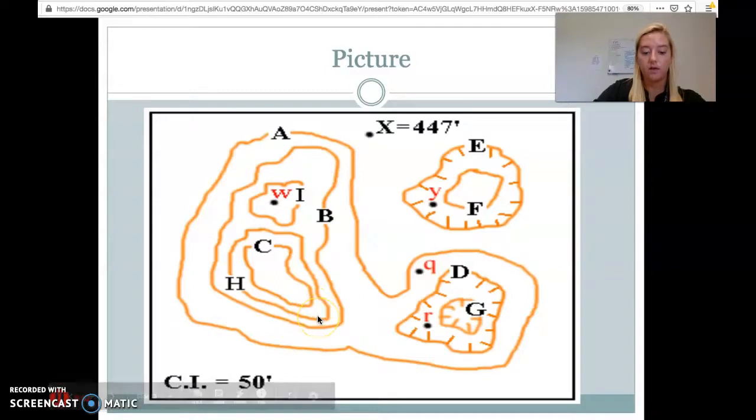But all that we know is that this point right here is 50 foot higher than this point. This point right here is 100 foot higher than this point. This foot right here is 150 feet higher than this point right here. Same thing. This foot right here is 50 foot lower than this foot. Getting the idea?